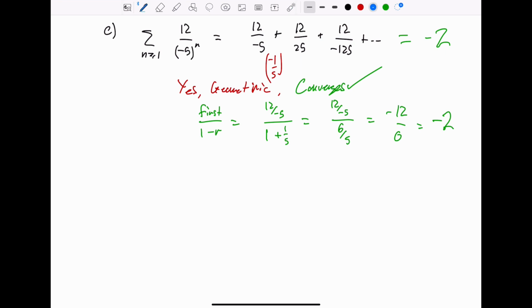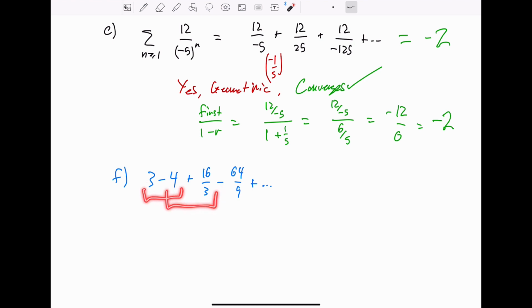Let's work through letter F. We have the series 3 minus 4 plus 16 over 3 minus 64 over 9 plus, etc. Is this a geometric series? Let's try to find out. We want to take the ratio of consecutive terms and see if we have a common ratio. So we're going to start with negative 4 divided by 3. That's the ratio between the first two terms. I can go from 3 to negative 4 simply by multiplying by negative 4/3. So I have this common ratio between the first two terms.